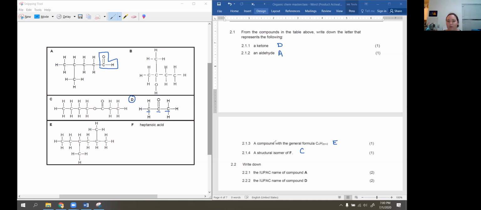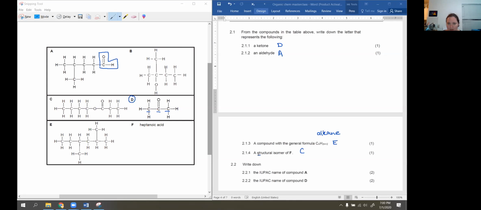Question 2.1.3, the compound with the formula CnH2n+2. I am specifically looking for an alkane, which means I'm looking for something that has carbon and hydrogen, nothing else, and no double bonds. Always with these, just be careful that you don't miss a hidden chlorine. It's the worst thing that can happen. Like here, you may have missed something and not realized there was a hydroxyl group there. So over here, the correct answer is E. Then, a structural isomer of F.